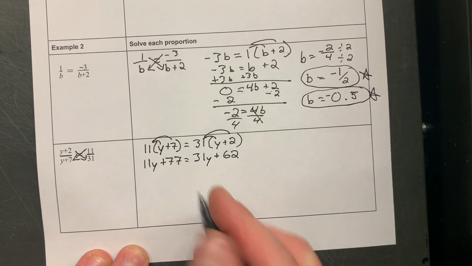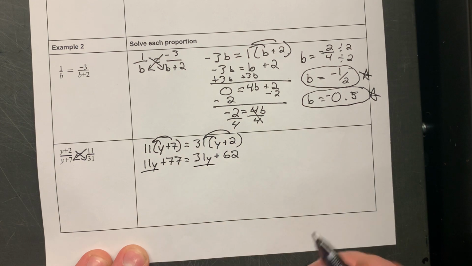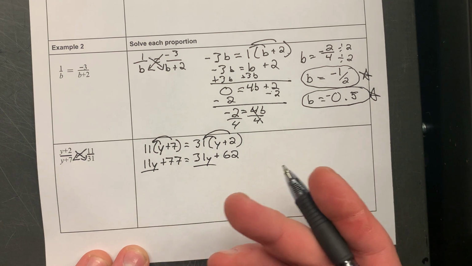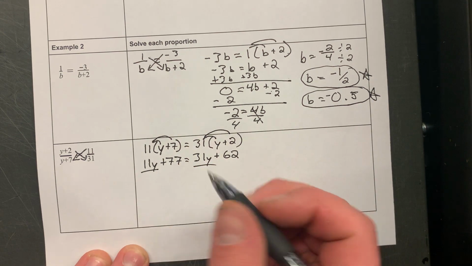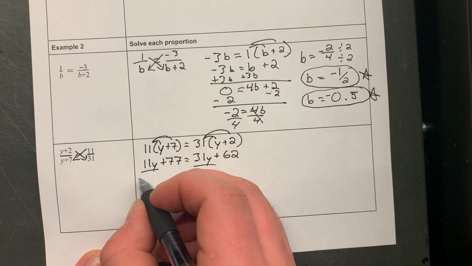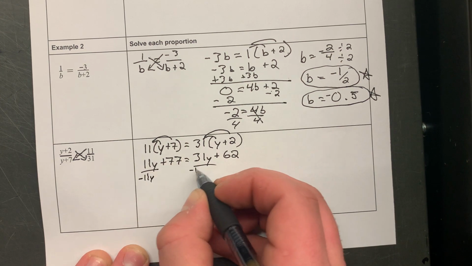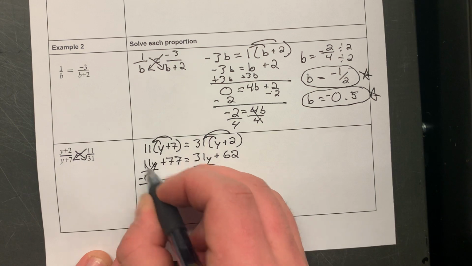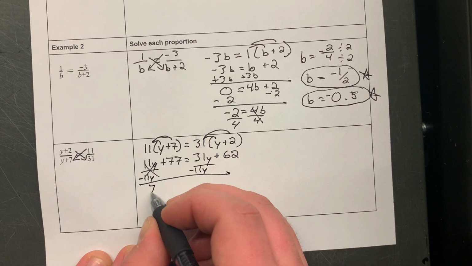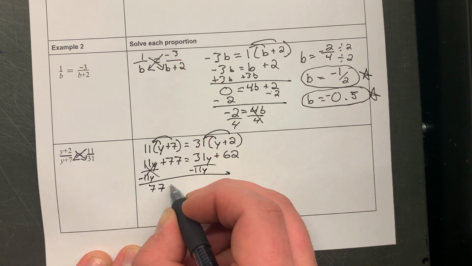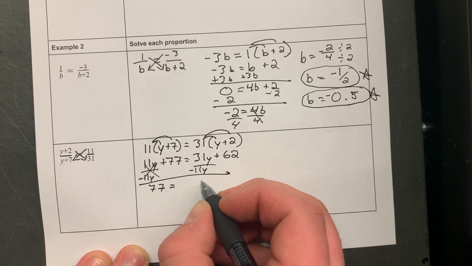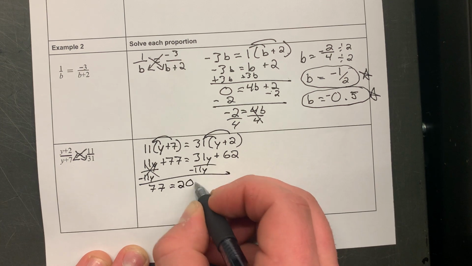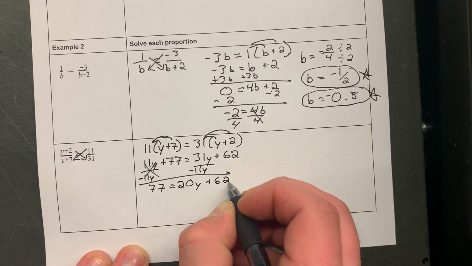Okay, I see that I have like terms right here. I just need to combine those two, just like we were doing in our last unit. I'm going to take the 11 away from this side since it's smaller than 31. That way I don't have to deal with negative variables. These cancel. I'm left with 77 equals 31 take away 11 gives me 20y plus 62.